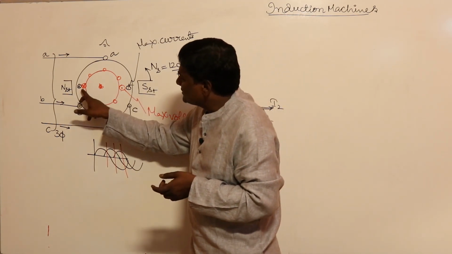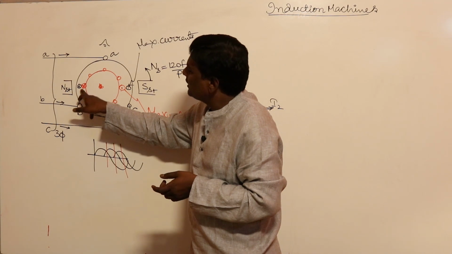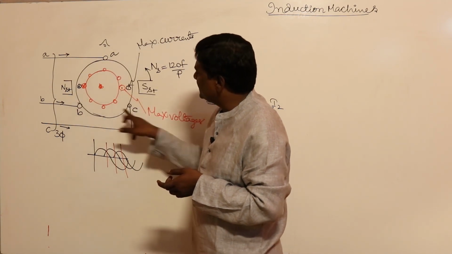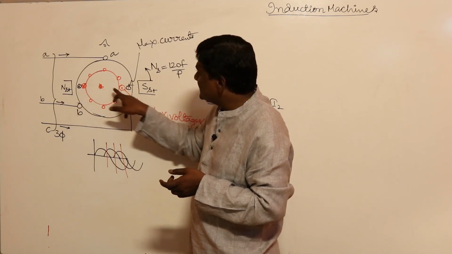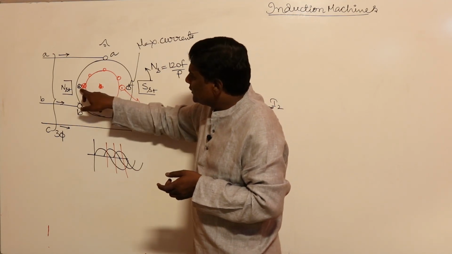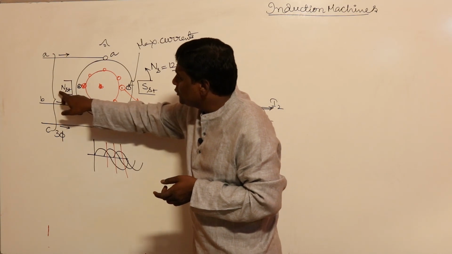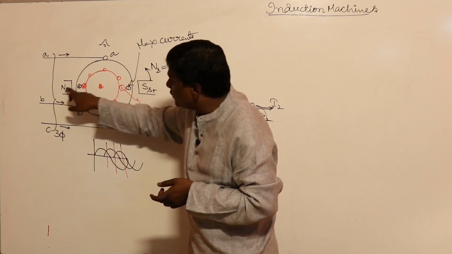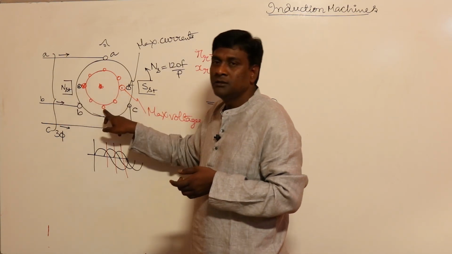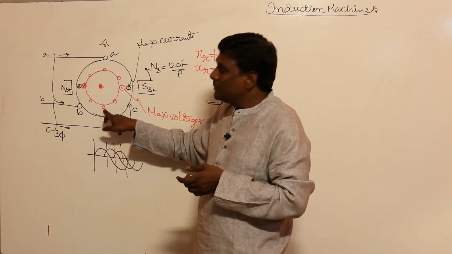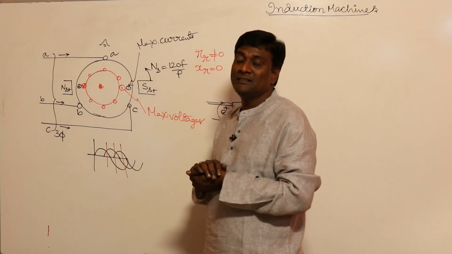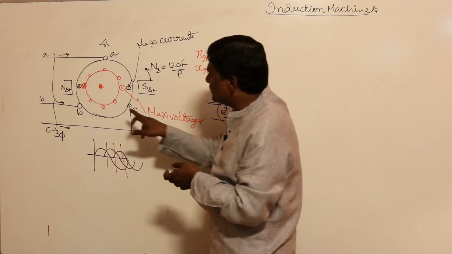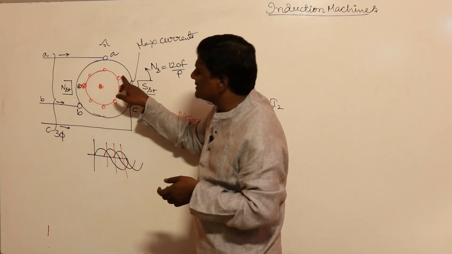For example, don't think of A, B, C; in the rotor this is phase A, this is A dash. Now if you think from here to here, the induced voltage here is maximum. When the induced voltage here is maximum, the induced voltage here is 0. That means this voltage and this voltage are time displaced by 90 degrees, or not? Yes.